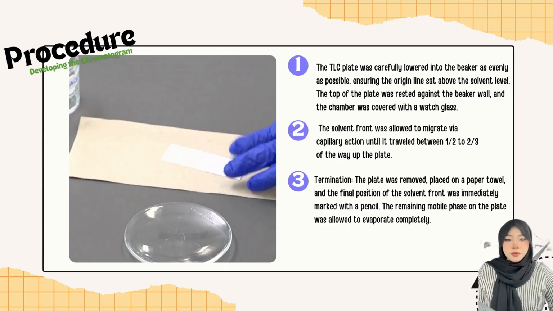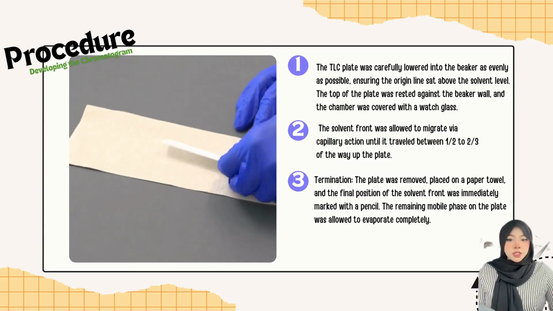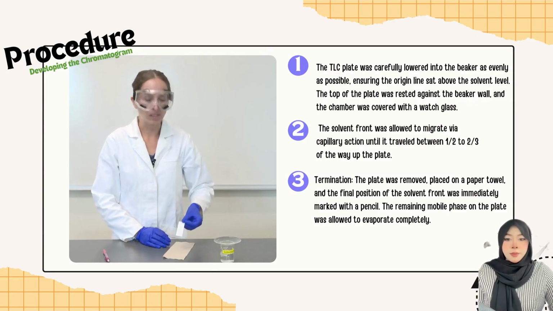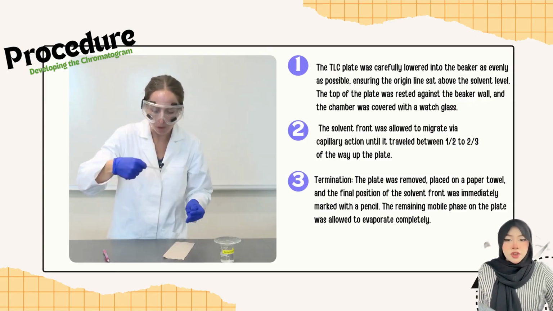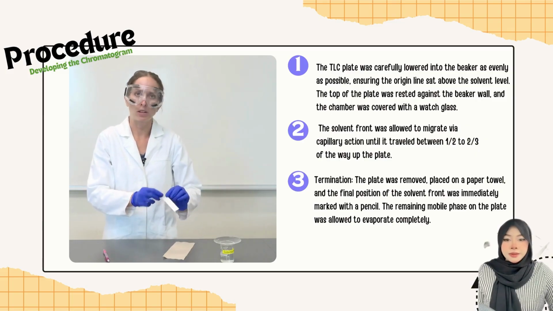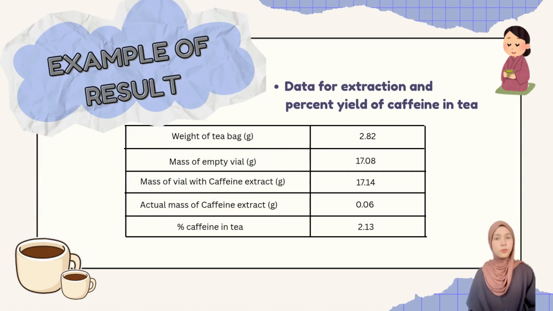Next, the plate was removed, placed on a paper towel, and the final position of the solvent front was immediately marked with a pencil. The remaining mobile phase on the plate was allowed to evaporate completely. Next is the example of results.